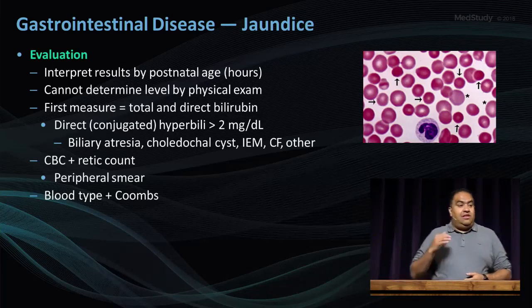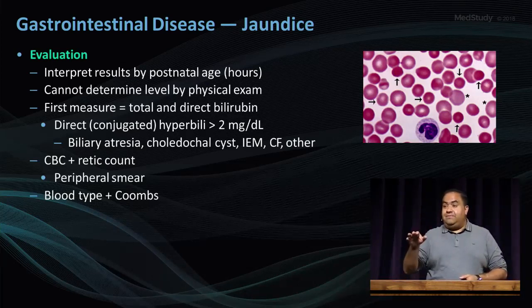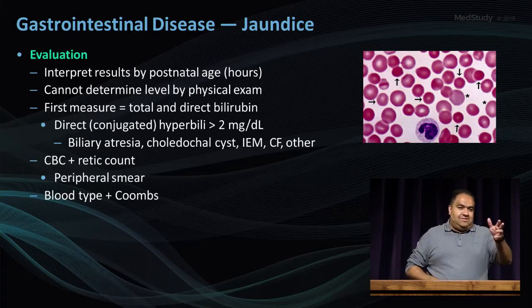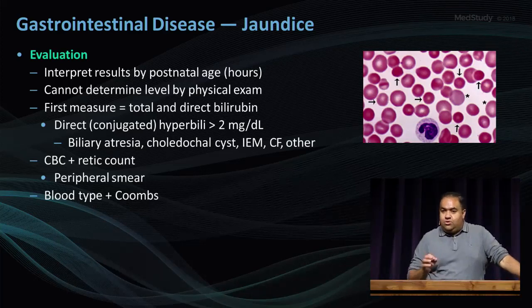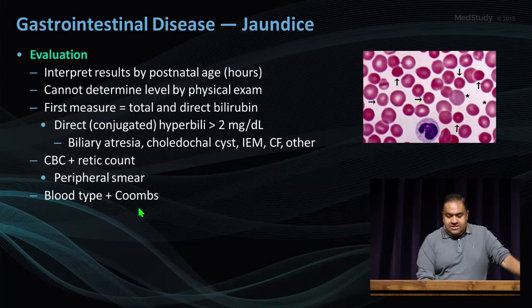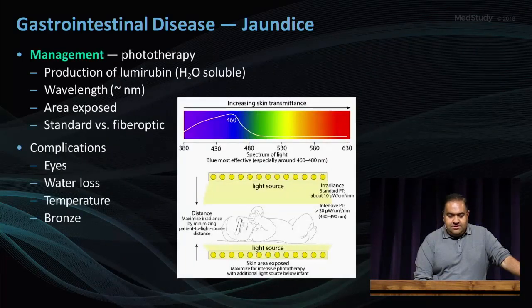So evaluation is really an interpretation of the results in postnatal hours. You can't determine level by exam. Again, you can't look at the baby and say, he's about a 12, and that one's about a 6. You're going to get completely in trouble that way, all right? So first measure is total and direct bilirubin. The direct, what causes high direct bilirubin? TORCH, thank you. TORCH, okay? So do you see direct hyperbilirubinemia? Think TORCH infections. But the other part about direct, all the gut stuff. So biliary atresia, choledochal cysts, inborn errors of metabolism should then filter in as the rest of your differential. CBC, retic count, peripheral smear, blood type, and Coombs.